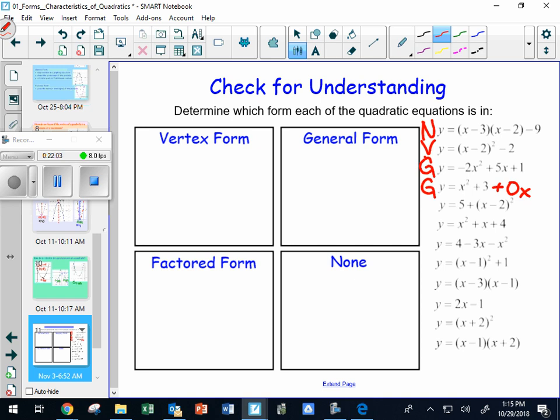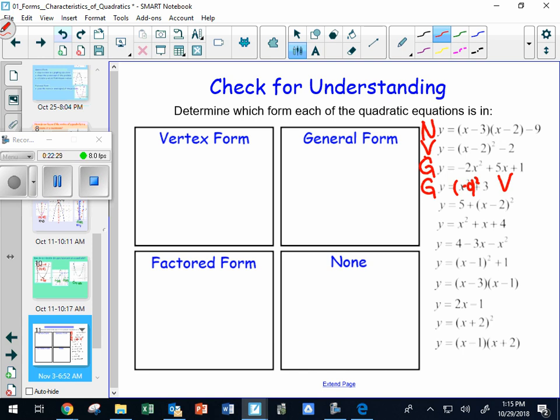For people who might have said something different, this one could also have been vertex form. Because if you look at this x right here, and you change it to x minus 0 squared, would that give you the vertex form? Yeah. So this could be general, and this one could also be vertex form. Either one works.